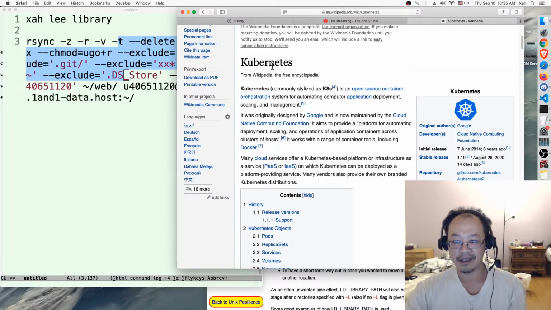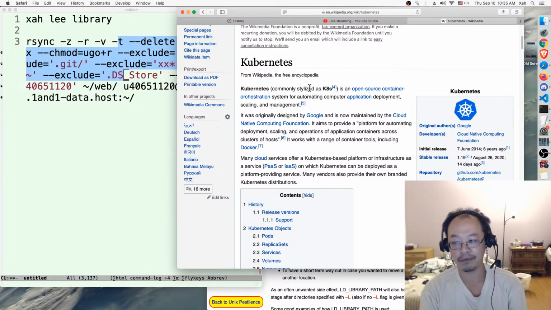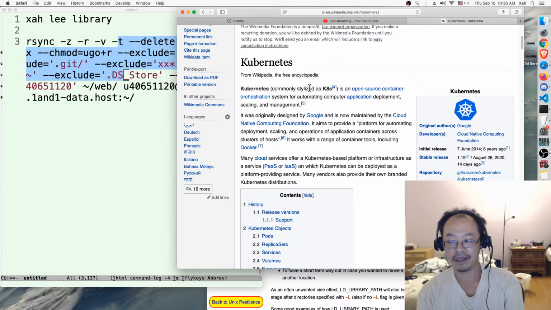Okay, Kubernetes. How do you pronounce it? Kubernetes, commonly styled as K8s, is an open source container orchestration system for automating computer application deployments, scaling and management. It was originally designed by Google, and is now maintained by the Cloud Native Computing Foundation.